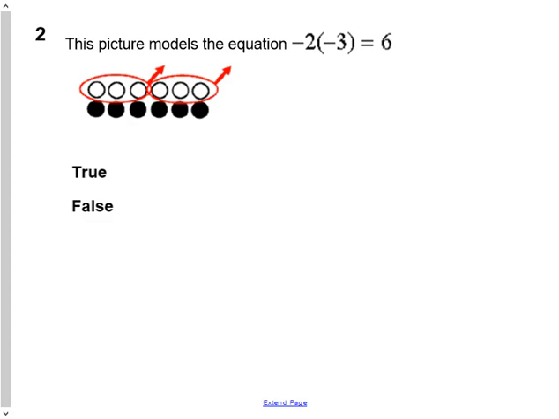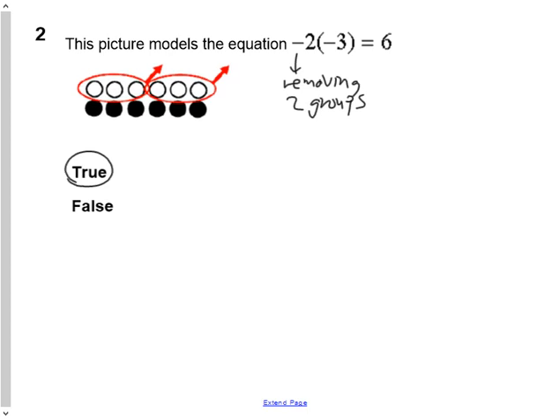Question 2 in our true false says this picture models the equation negative 2 times negative 3 equals positive 6. Well, the answer for this is true because if we interpret what this says, removing two groups, which we are doing right here, this here is removing one group and another group. And then, of course, multiplication is of. And then we have removing two groups of negative 3, and what remains is positive 6.